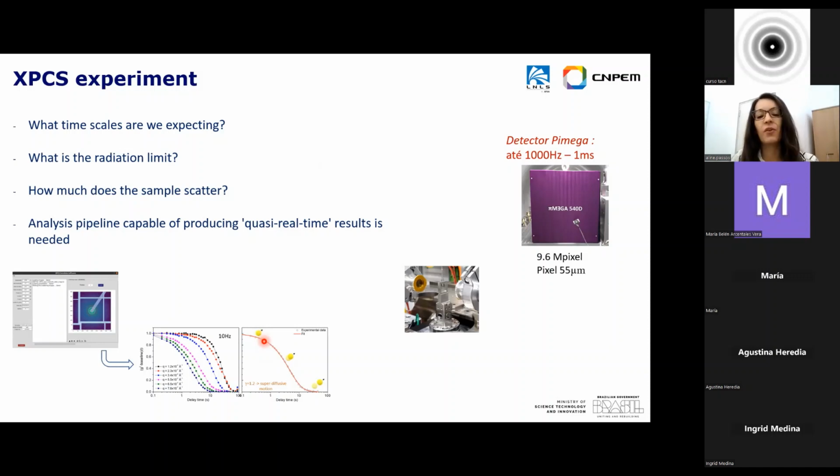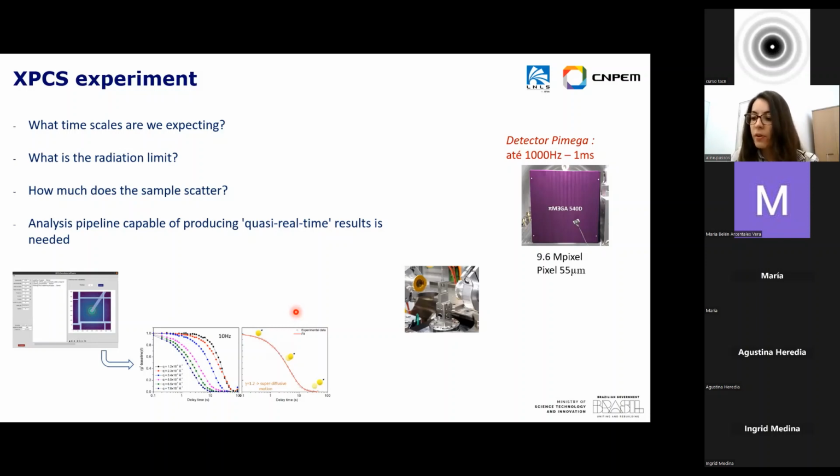We realize, okay, it is slower than we thought, and then we can increase the number of images. That can be one way, or we can increase the time of the image. So there are different approaches we can test.